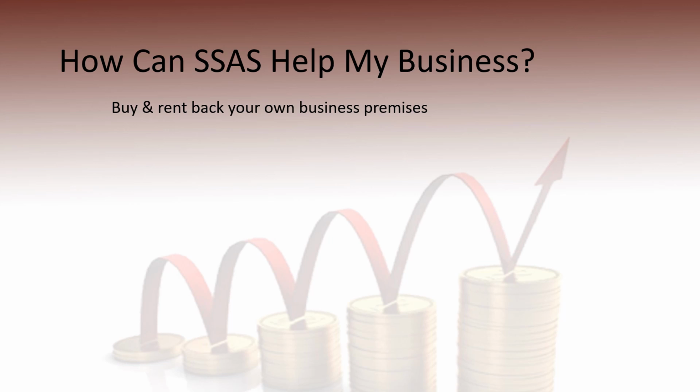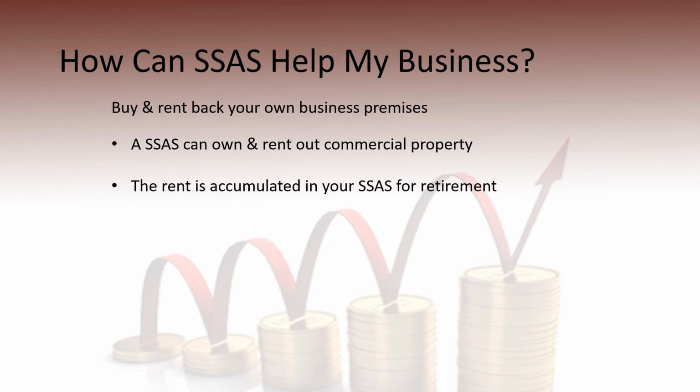So if you're renting business premises at the moment, that rent is going to a landlord and disappearing out of your control. Whereas if a SSAS purchased business premises, you could then rent them from the SSAS to your company. The company pays rent at market value and it pays it into your SSAS. That's storing up funds for your retirement. It's not gone out of your control. So a SSAS can own and rent out commercial property. It's a traditional way to use a SSAS. The rent is accumulated in your SSAS for retirement.